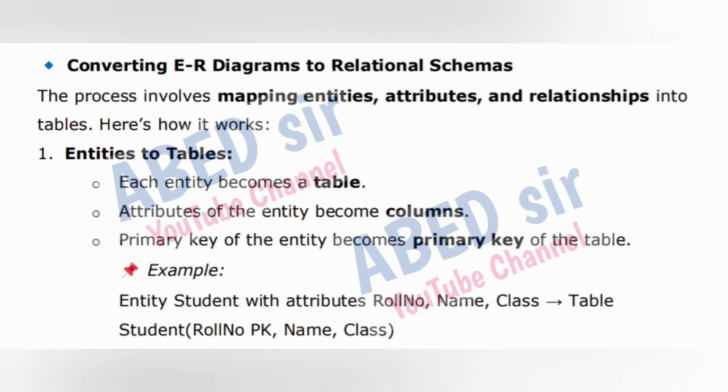Converting diagrams to relational schemas. The process involves mapping entities, attributes, and relationships into tables. Here's how it works. 1. Entities to tables. Each entity becomes a table. Attributes of the entity become columns. Primary key of the entity becomes primary key of the table. Example. Entity student with attributes roll no, name, class: table student, roll no PK, name, class.